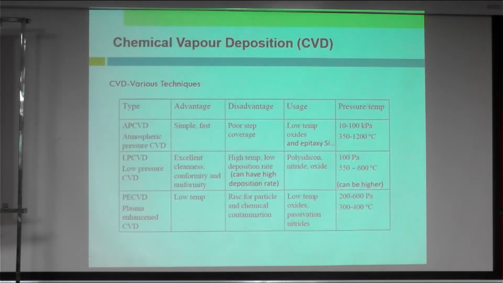So there are three types in general. There are more than this, but these are the most common types of CVD using various techniques: what we call APCVD, which is done at atmospheric pressure, LPCVD, low pressure, and PECVD, which is plasma enhanced CVD. All of these have their own advantages. For example, APCVD is simple and fast, LPCVD has excellent cleanness, conformity and uniformity, and PECVD works at low temperature.